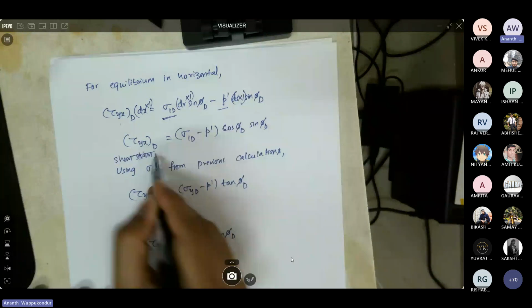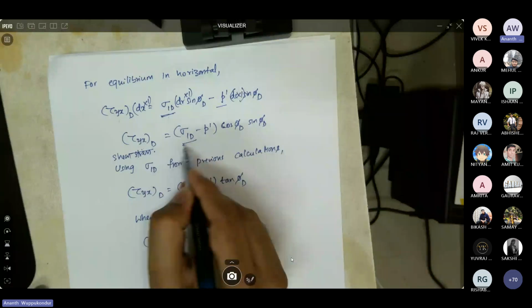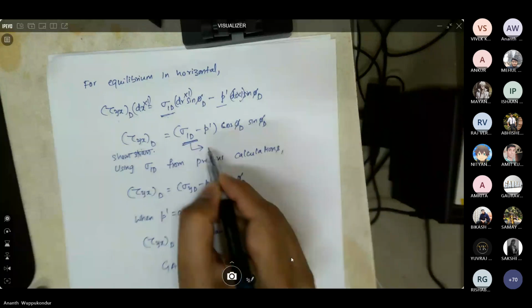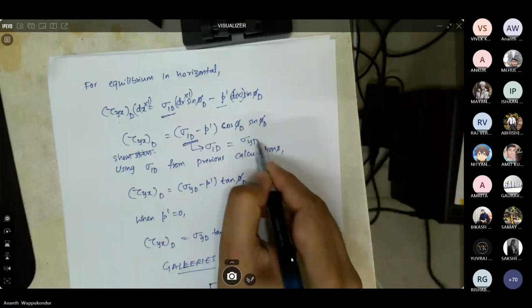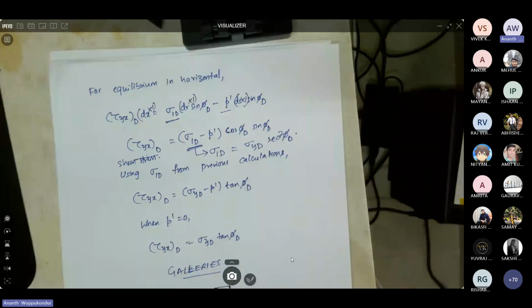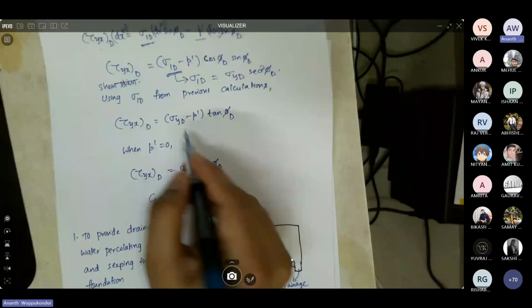Now, if you substitute for sigma 1d from earlier calculation, earlier we have calculated sigma 1d. So if you substitute that and simplify, you would get tau yx as sigma yd minus p prime multiplied by tan phi d.